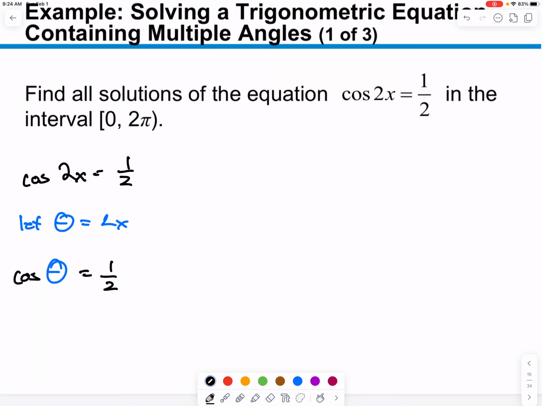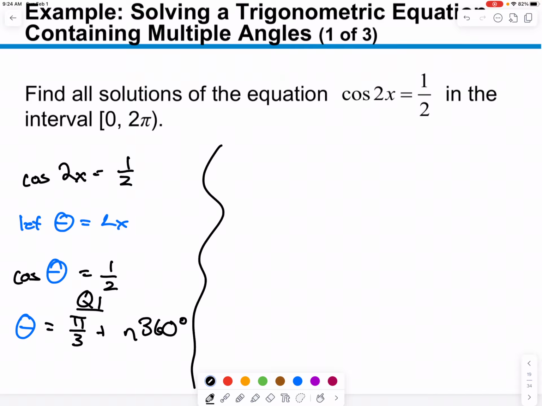Can we get that from the unit circle? Cosine of what angle gives us a half? Cosine is our x value, at 60 degrees. We want it in terms of radians, so pi over 3 radians. So it looks like our theta equals pi over 3 radians. Cosine is our x, and x is positive in quadrants 1 and 4. So we're going to say plus n times 360 degrees. That's the quadrant 1 solution.